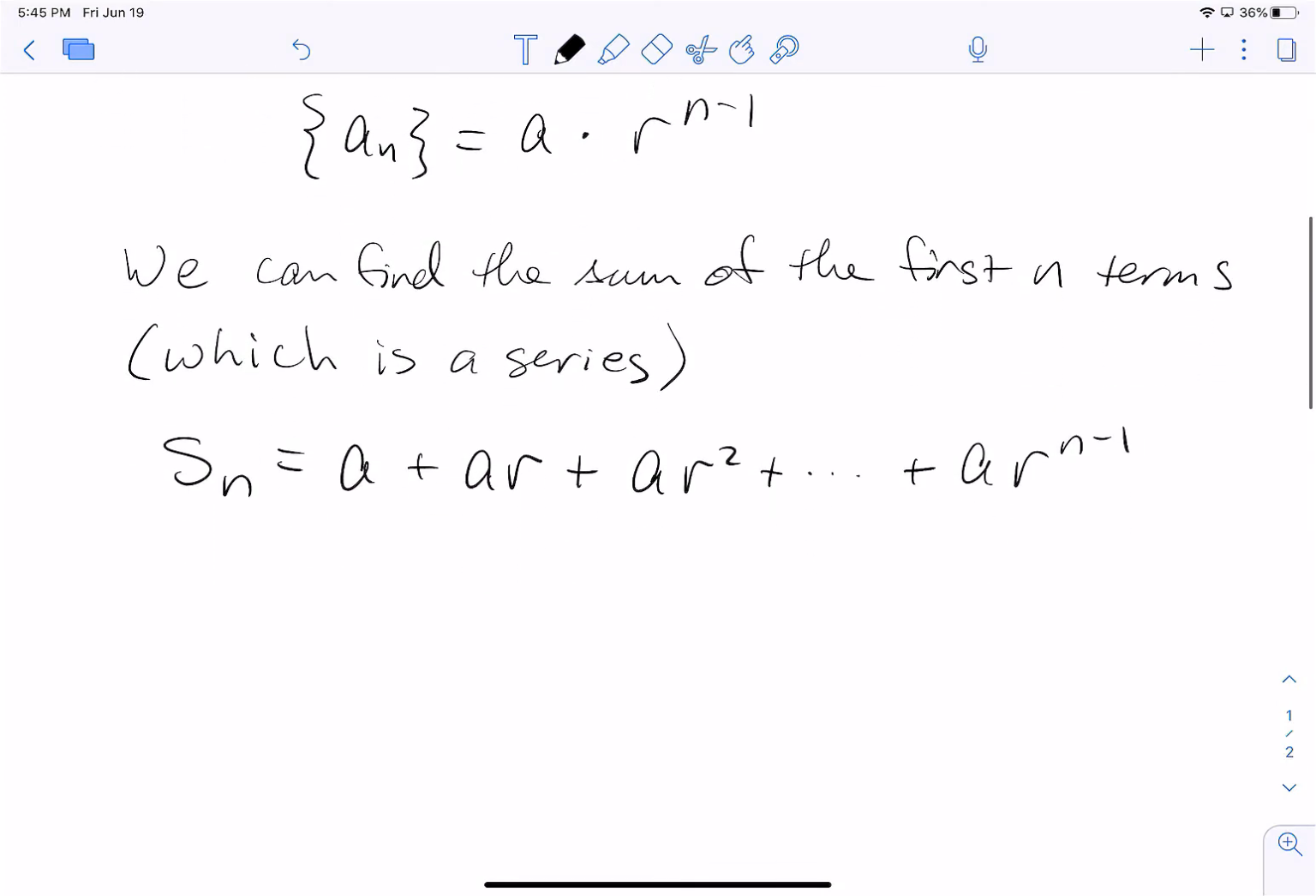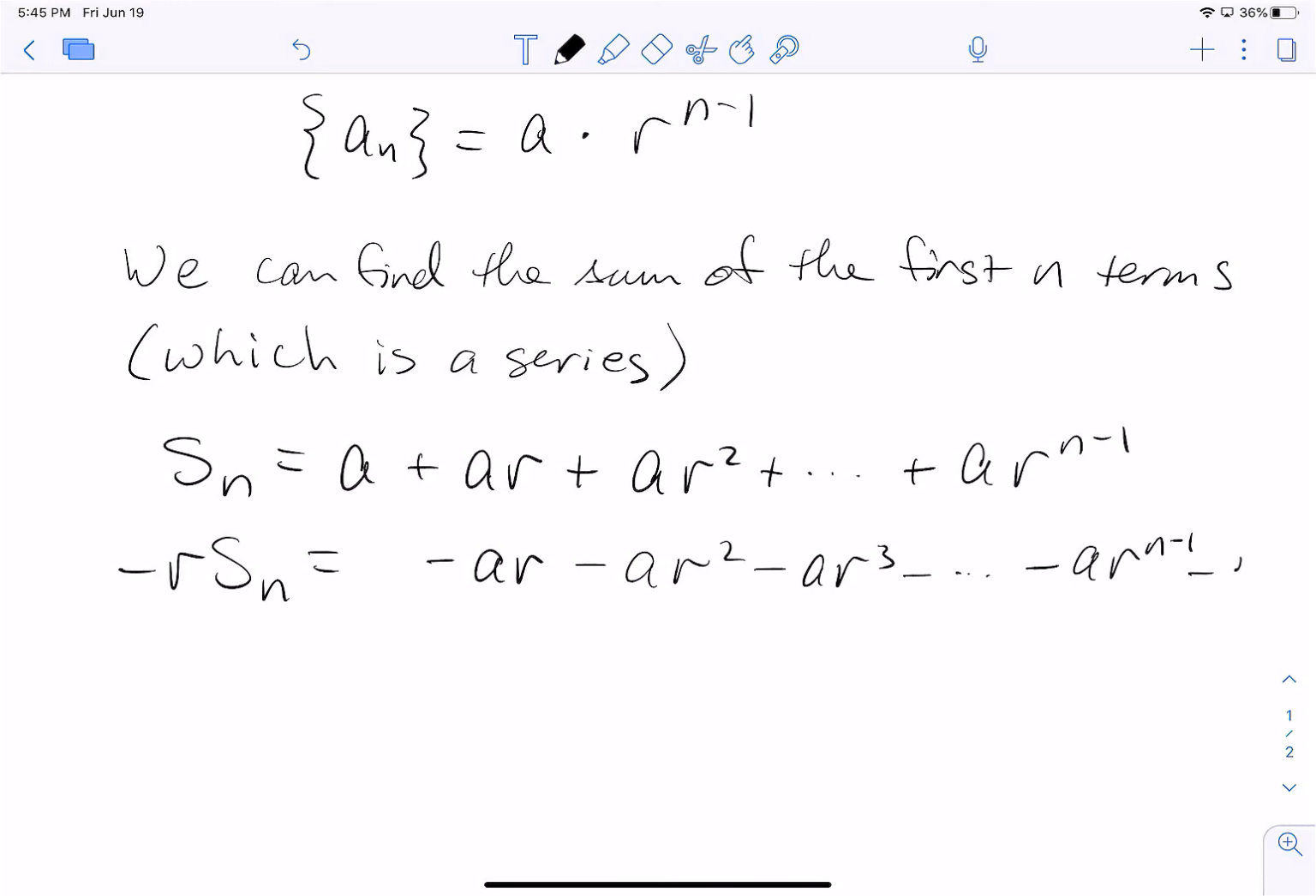Now, for reasons yet unclear, I'm going to multiply both sides of this by negative r. So we end up with negative r times s sub n is equal to negative a times r, minus a times r squared, minus a times r cubed, minus dot, dot, dot, all the way up to minus a times r to the n minus 1, minus a times r to the n.